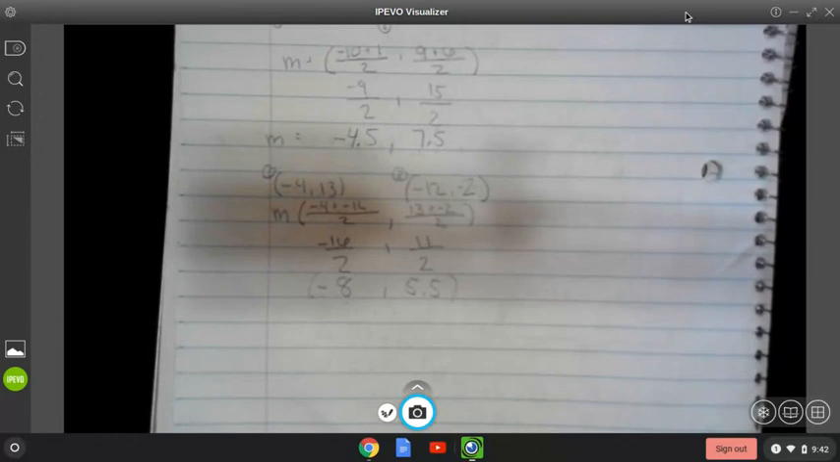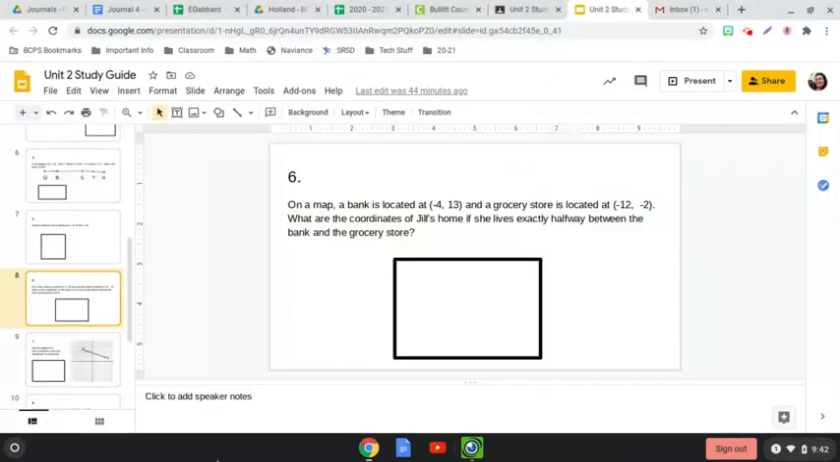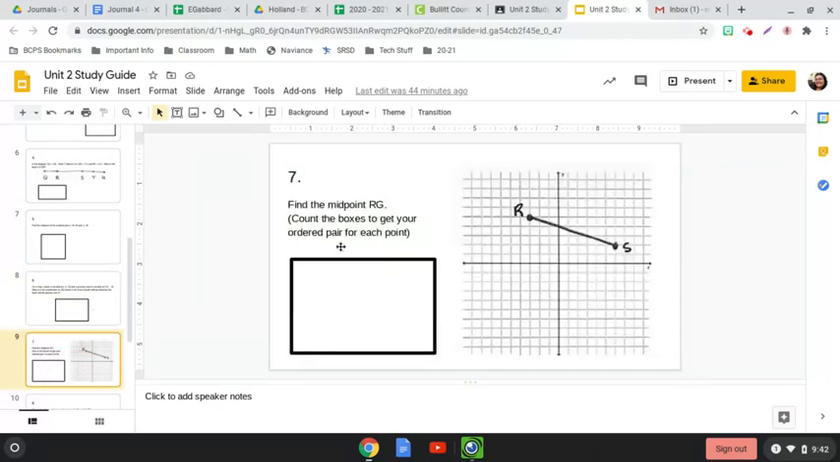So we did 2 midpoints. So that was number 6. Number 7, it's another midpoint practice problem, but this one doesn't give you the coordinates. You have to find the coordinates. And how do we find the coordinates? Well, we do our x first and then our y.